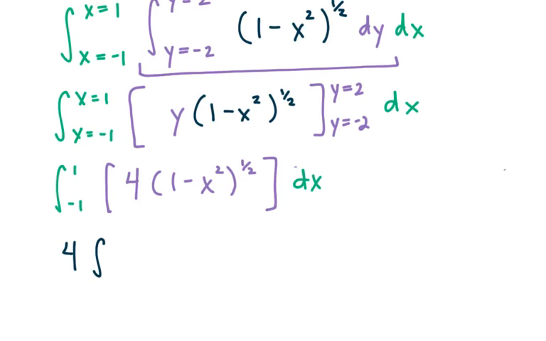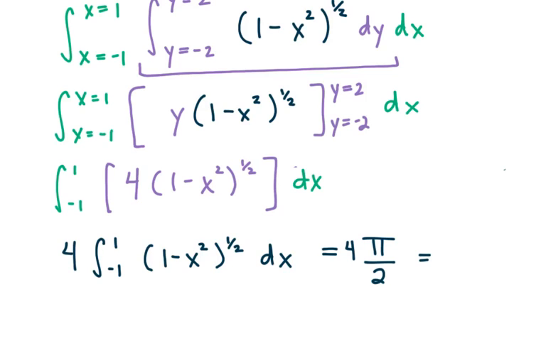I have 4 integral -1 to 1 of 1 minus x squared to the 1/2 dx. And this piece right here, this isn't very fun for us to integrate. We actually have to use trig identities and substitutions, a u substitution. I don't want to deal with that. I'm just going to ask you to trust me and know that we're going to get pi over 2. We still have that 4 in front. So the solution for this integral would be 2 pi.